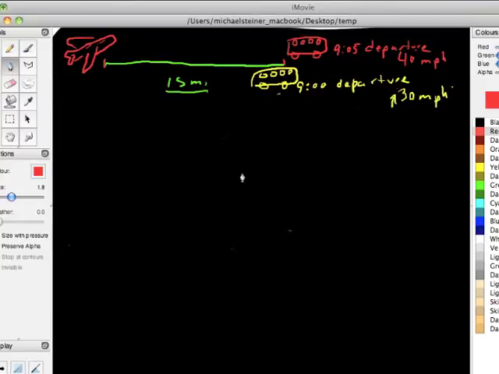So I've summarized this problem with this awesome picture. There's an airport, and 15 miles away is a bus depot. The yellow bus leaves first, at 9 o'clock, and it's traveling at 30 miles per hour. And this red bus leaves at 9:05 and travels at 40 miles per hour.